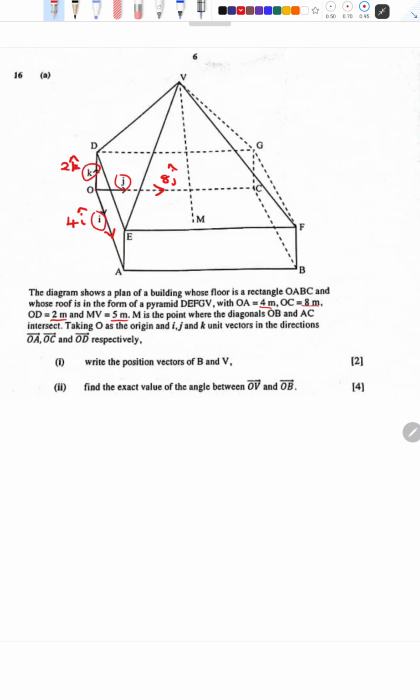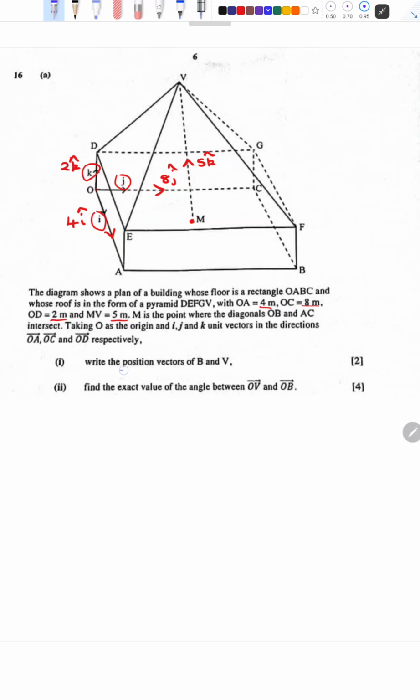Then MV, 5 meters. You can clearly notice that MV is vertical. Hence, MV is equal to 5k, because all directions which are moving upwards are denoted by direction k. So since MV is 5 meters, I'm going to write vector MV is 5k. I hope you are following, class. Right, we move on to the first part of the question.